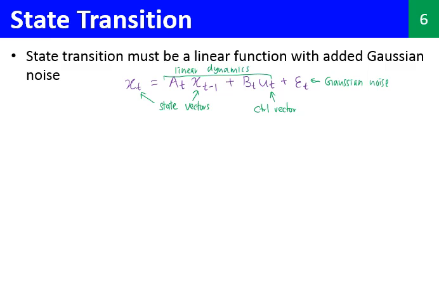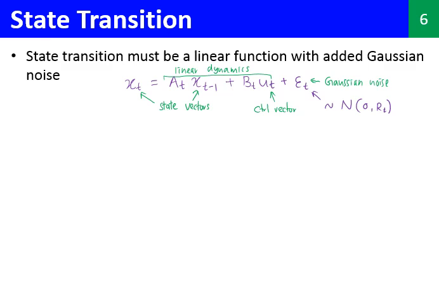Now the uncertainty in state transition is given by this epsilon random vector. It has a multivariate Gaussian distribution with zero mean and Rt as the covariance matrix. So this one is Gaussian with zero mean and Rt as the covariance matrix. When I say covariance matrix, now I hope you understand what it means, right?